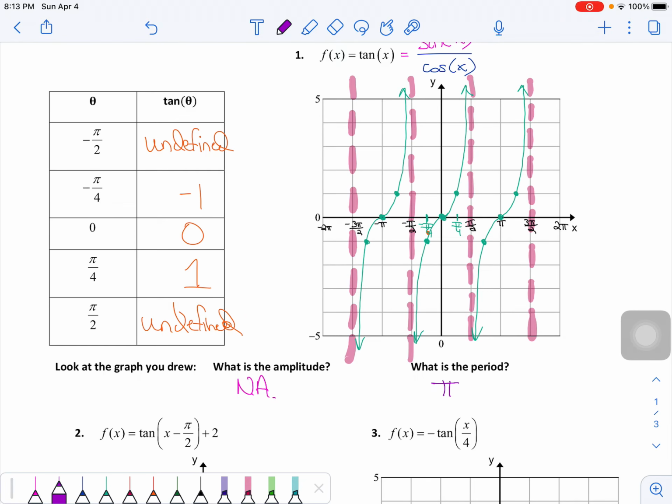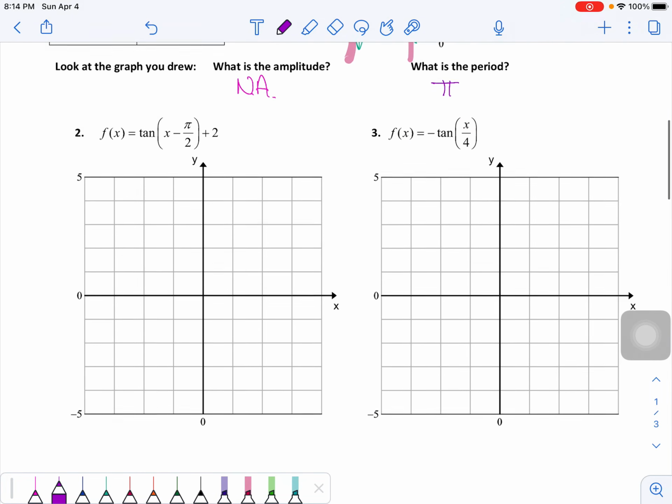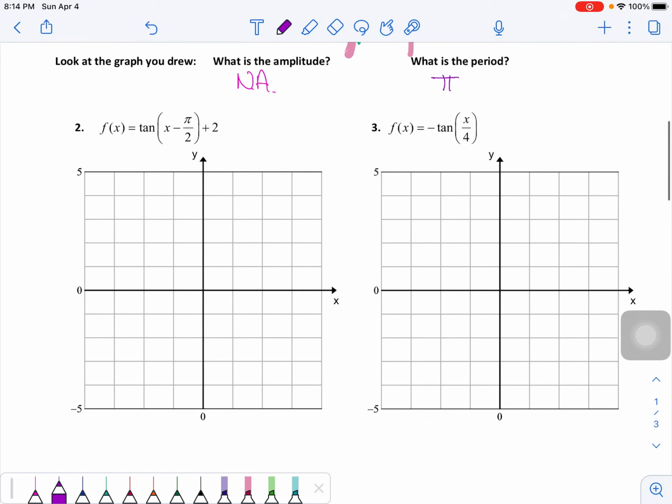Let's go ahead and do 2 quick questions with a few changes and see what happens. All right, so problem number 2. I'm going to go ahead and identify the pieces I would normally identify. Amplitude, period, phase shift, and vertical shift. Now, amplitude doesn't apply, all right?